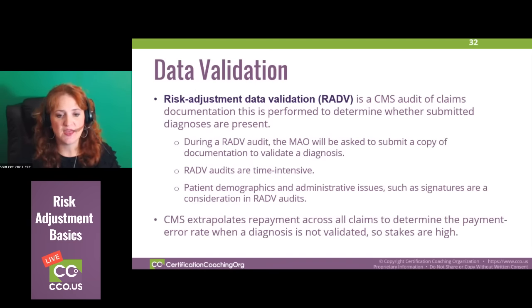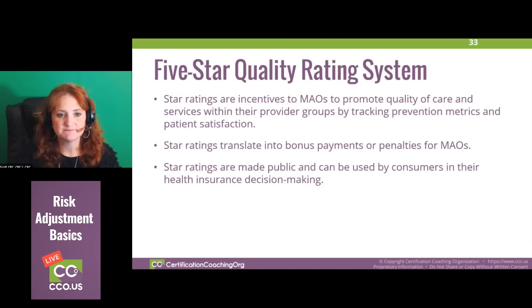Also know that they do have some repayment plans. If you have a RADV audit come into your MAO and they see too many mistakes, you owe them money. The MA plan. So who do they come back to? Then they go back to the provider or the facility, and they get the money from them. Right. So you want to be in good relationships with your MA plan, because CMS is breathing down their neck.